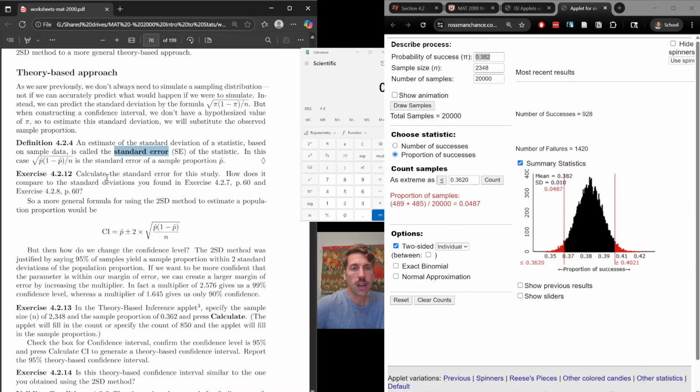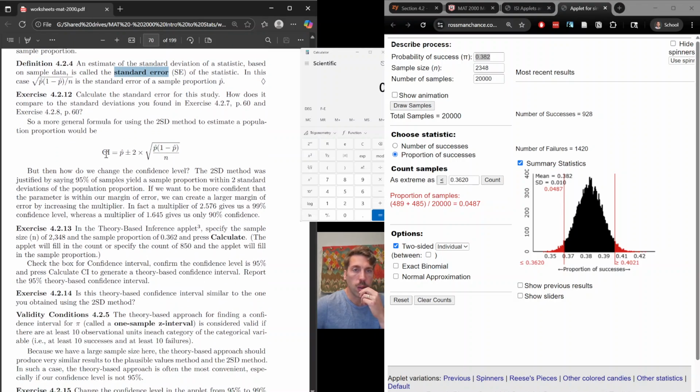So calculate the standard error for this study. So do the formula. How does it compare to the standard deviation you found in number 7 and number 8? Make sure to calculate it using the formula, and compare it to those two other numbers.